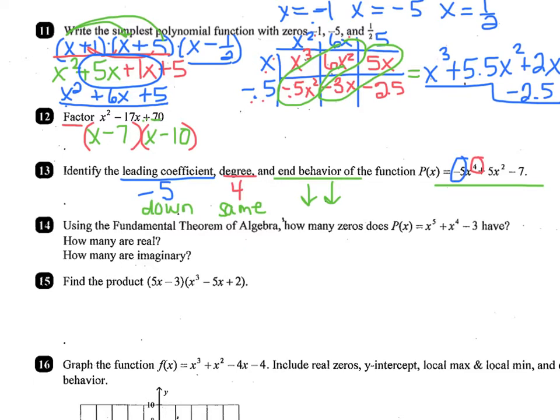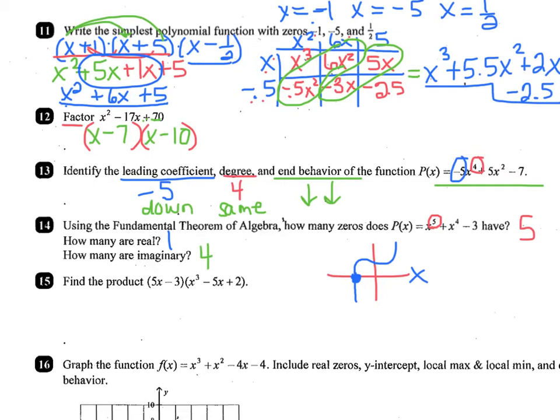On number 14, the fundamental theorem of algebra basically tells us that whatever your degree is, that's the number of zeros you'll have, including real ones, imaginary ones, and multiple ones. So the degree of this polynomial is 5. That means it has 5 total zeros. If you graph that on the graphing calculator, I forget how it looks, but I know that it just crosses the x-axis one time. So it means one of the zeros is real. Since there's 5 total, it means that the other 4 must be imaginary.